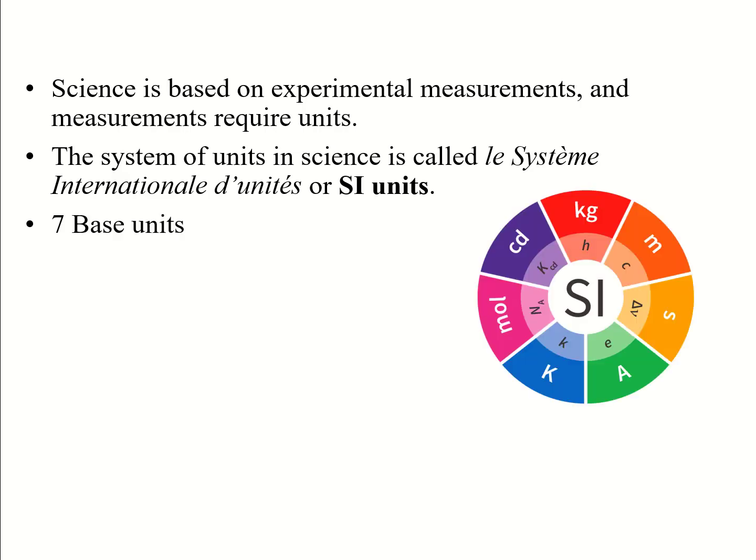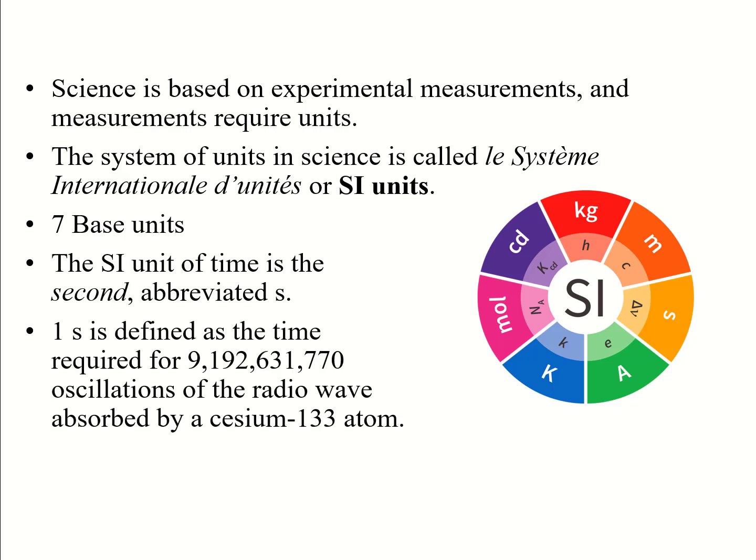And there are seven base units in this unit system. They are the kilogram for mass, the meter for distance, the second for time, the ampere for current, Kelvin for temperature, mole for the amount of a substance, and the candela for the luminosity of a substance. We're not going to be using all of those in this class because we won't deal with some of those quantities. But we will be dealing with a few of them.